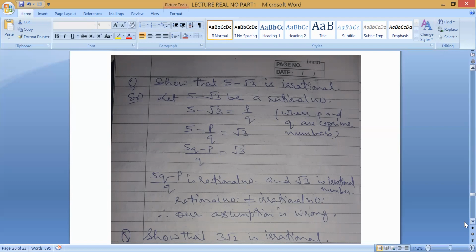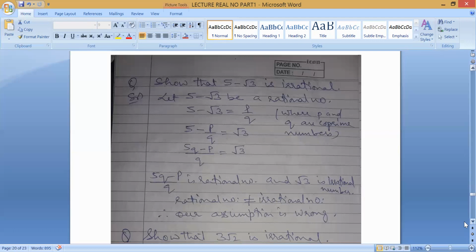(5q minus p) upon q is a rational number and root 3 is an irrational number. You know, no need to prove that root 3 is irrational. Maximum students, what they are doing, they are first proving that root 3 is irrational and then they do this question. So please don't do this directly. You can write, we know root 3 is irrational and a rational number cannot be equal to an irrational number. Therefore, our assumption is wrong. So this is one question.